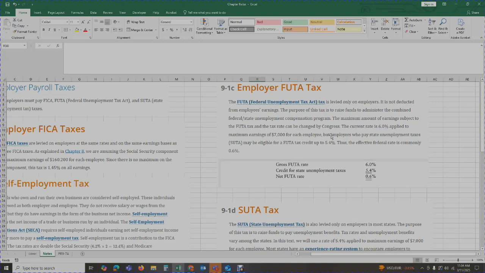Okay. But employers who pay state unemployment taxes, which everybody should, are eligible for a credit of 5.4%. So at the end of the day, your FUTA tax will only be 0.6%. 6% is the rate, 5.4 is the credit. Your net FUTA rate will be 0.6%. Okay, so that's the rate that we're going to be running with. When we're dealing with the FUTA tax, we need to remember our net FUTA rate is 0.6% on the first $7,000 of earnings per employee.